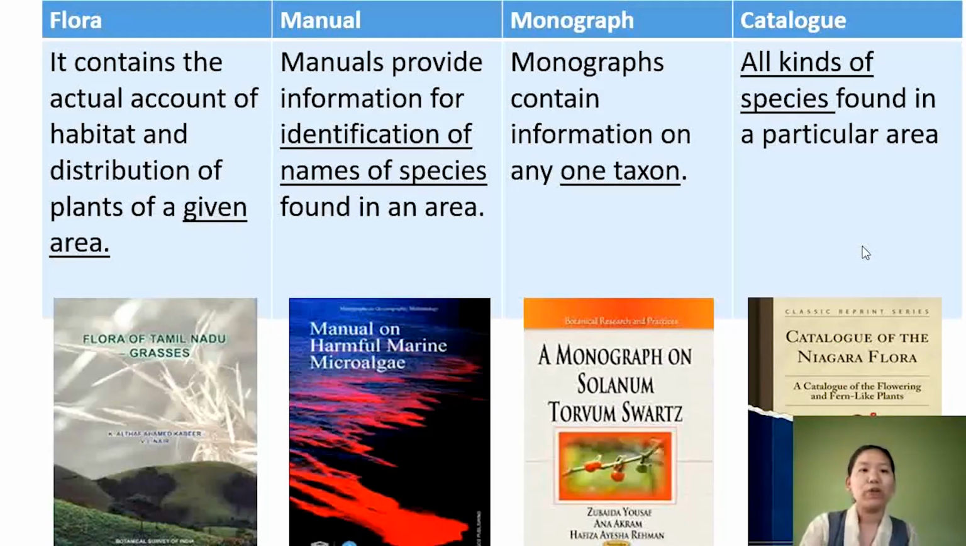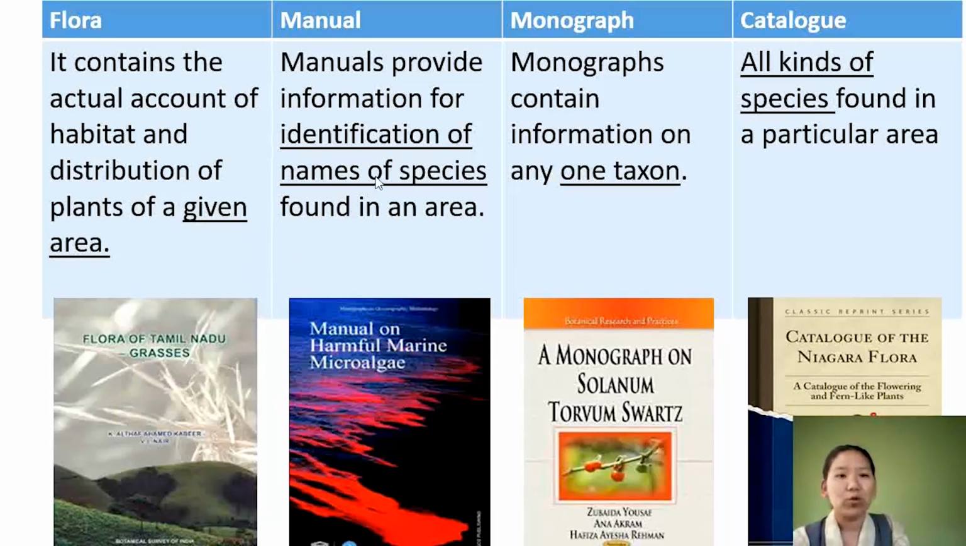Next, flora. Here I have given one example, Flora of Tamil Nadu grasses. A flora is a book which contains an account of the habitat and distribution of plants in a given area. In a particular area, let us say Tamil Nadu, which plants are available. For example, here they are specifically referring to grasses, so they give you the account of the habitat and distribution of the grasses. It can be leguminous plants or anything else in a given area.